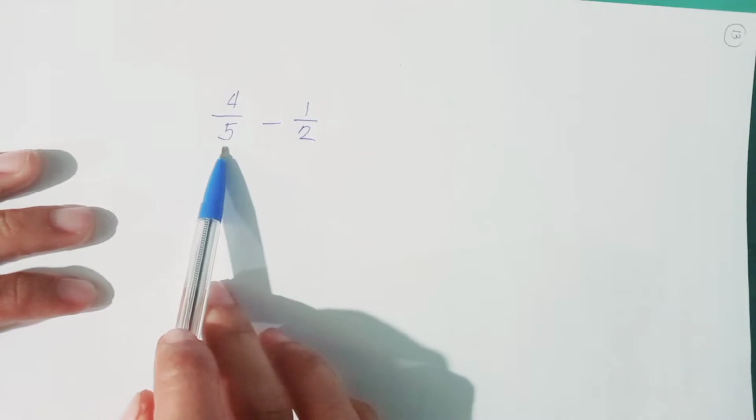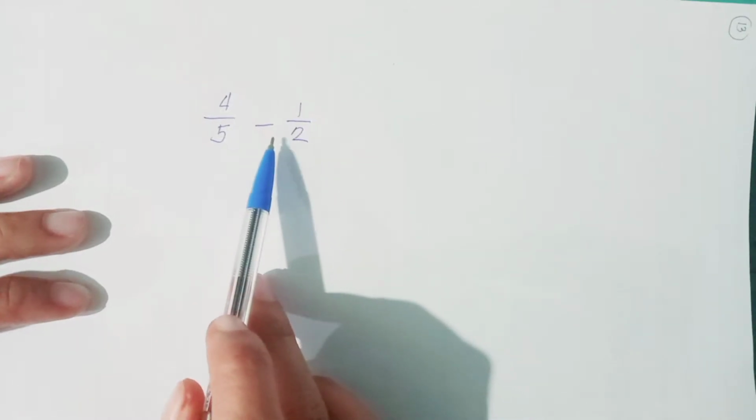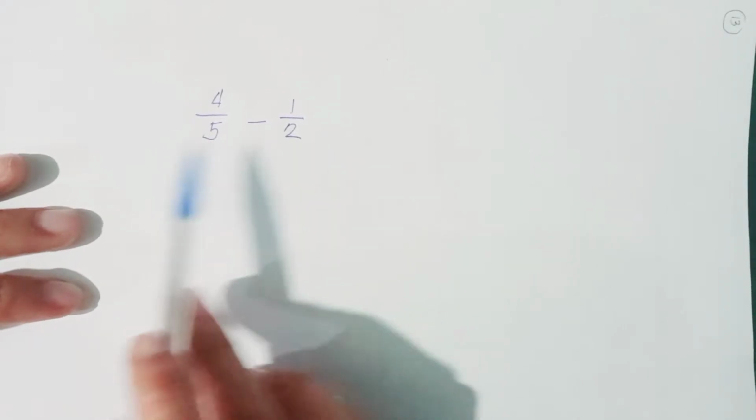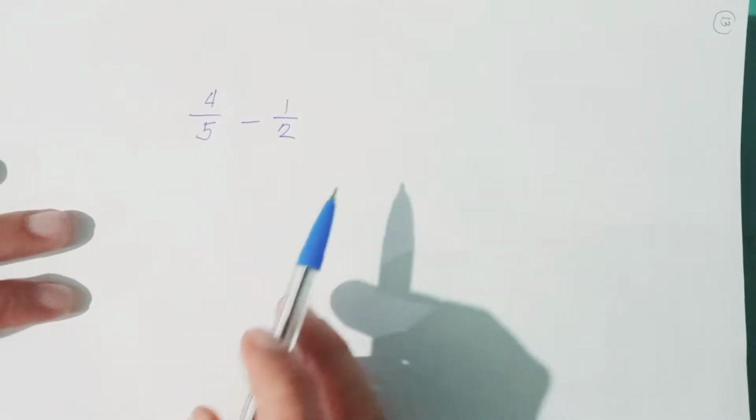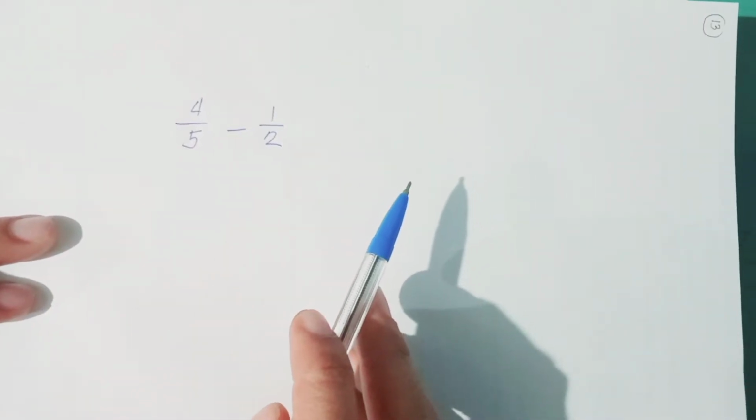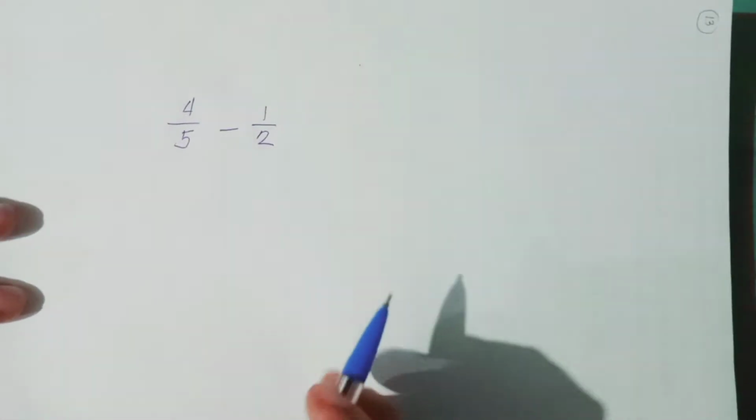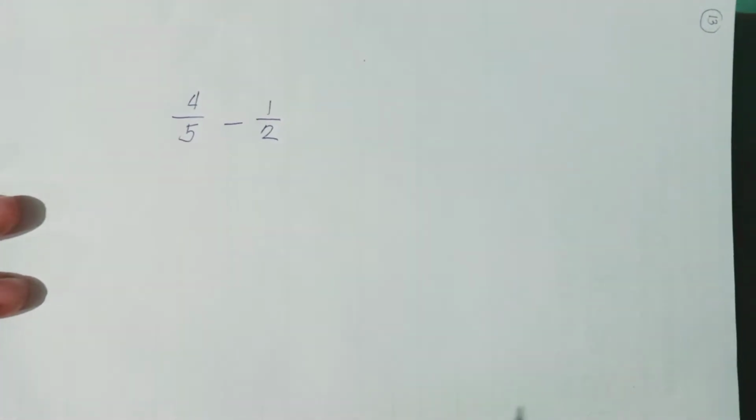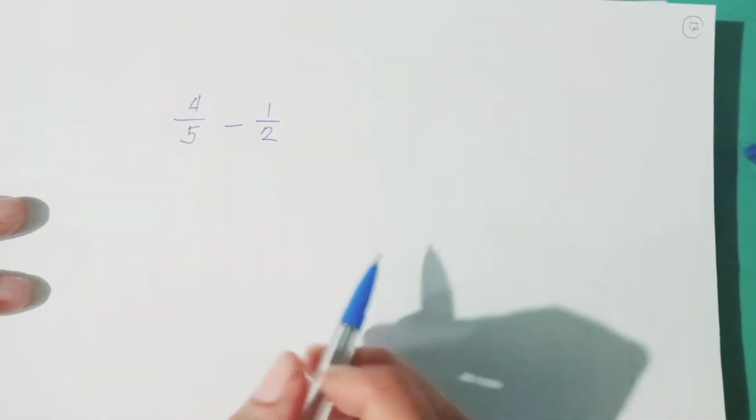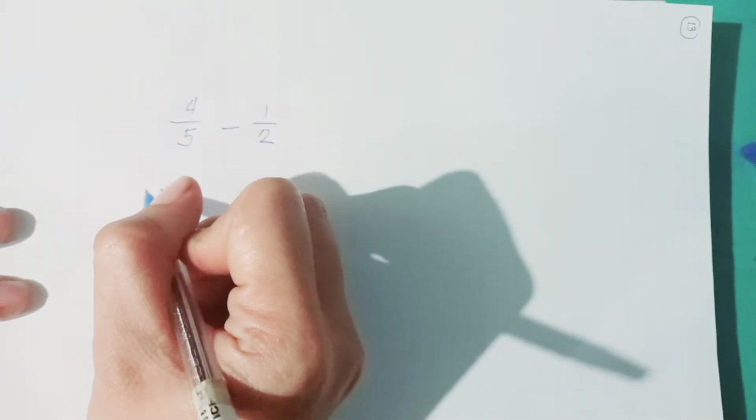We have denominator 5 and denominator 2. So meaning to say, we cannot subtract them directly. We need to follow the rule that we need to change these fractions first into similar fractions. So the first step in changing dissimilar fractions to similar fractions is to look for the LCD, or the least common denominator. To find the least common denominator, just use this strategy. You need to list the multiples of the denominator. So we have the denominator 5.